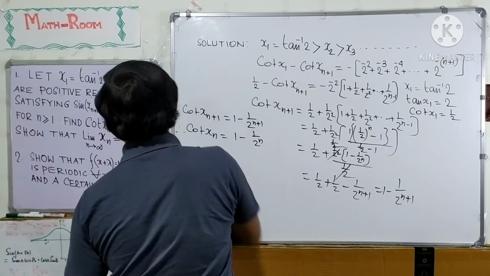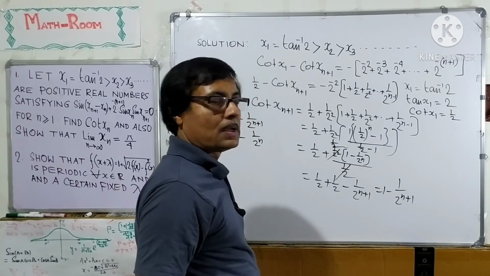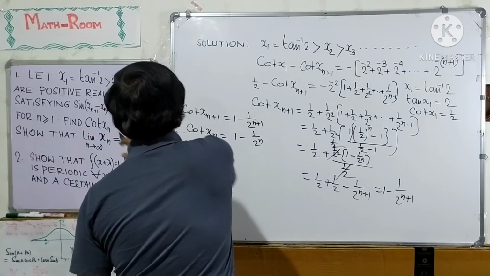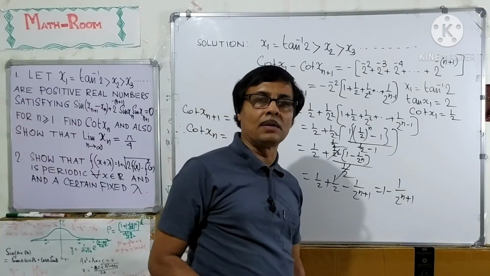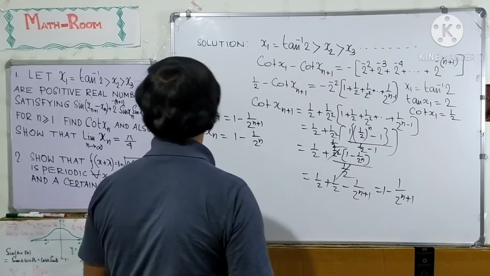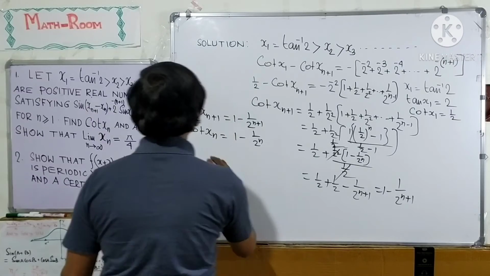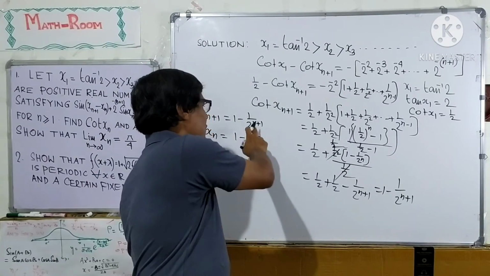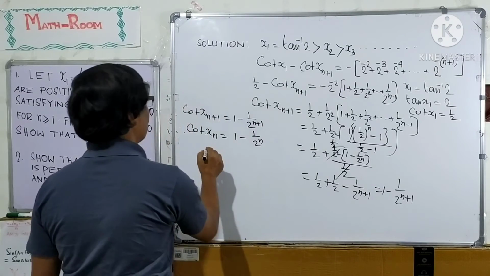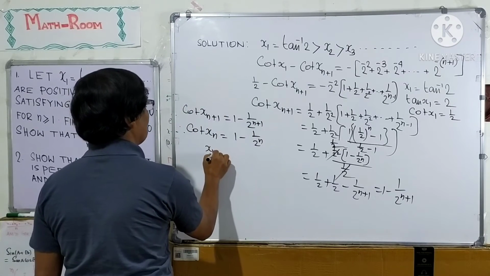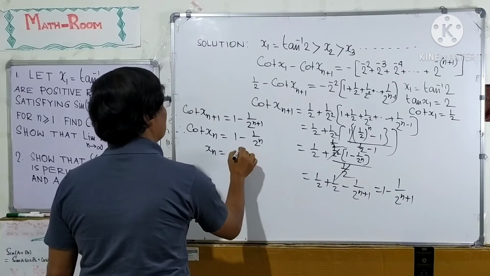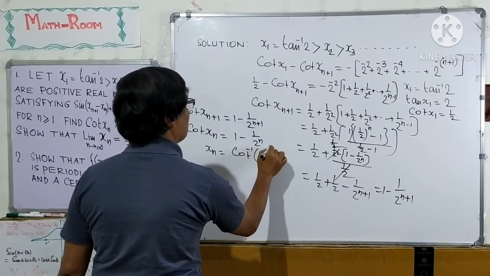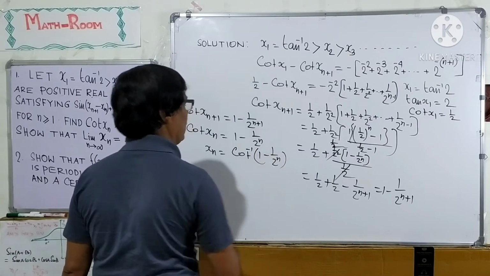show the limit as n tends to infinity of xn equal to pi over 4. Finally, we have to show it. Now, here cot xn equal to 1 minus 1 over 2 to the power n. So, xn equal to cot inverse of 1 minus 1 over 2 to the power n.